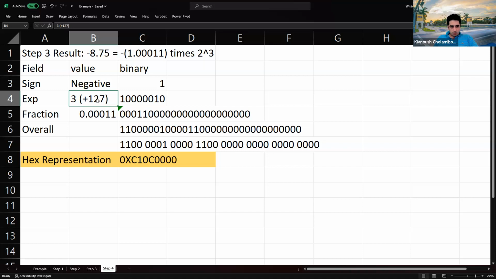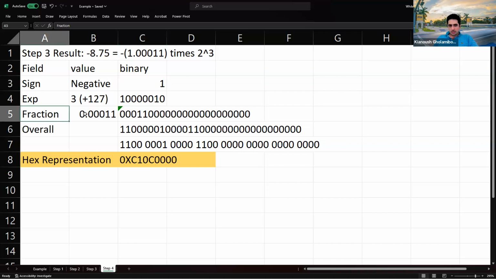So I'm going to add this by 127. 3 plus 127 is 130. Then I'm going to write down the binary representation of 130 as an unsigned number with 8 bits of binary, which looks like this. This is a 128 plus 2, which is 130. So that's the 8-bit exponent. We have 1 bit sign. The only remaining piece is going to be the 23-bit fraction.